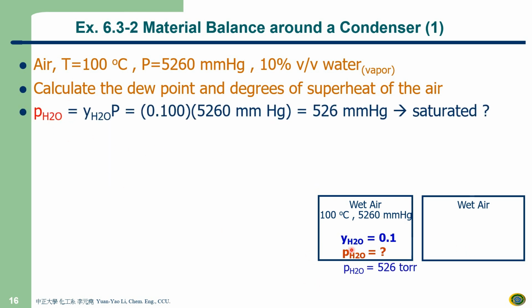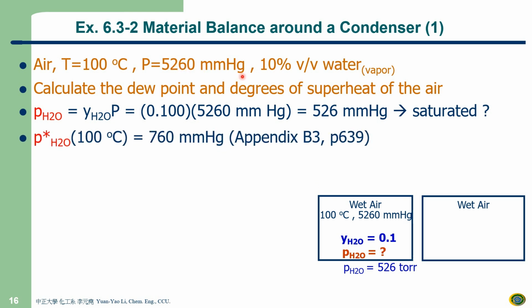So this is P, the partial pressure here, which is 526 torr. Torr is a unit of millimeter mercury. Okay, torr here. So is this saturated, or do you still have water here? You need to find out. At this moment, 100 Celsius, 5,260 millimeter mercury. Is this the one? So the saturated pressure will be what? At 100 Celsius, if you check Appendix B3, the saturated pressure for water will be 760 millimeter mercury. It makes sense, right? Because water boils at 1 atm at 100 Celsius.